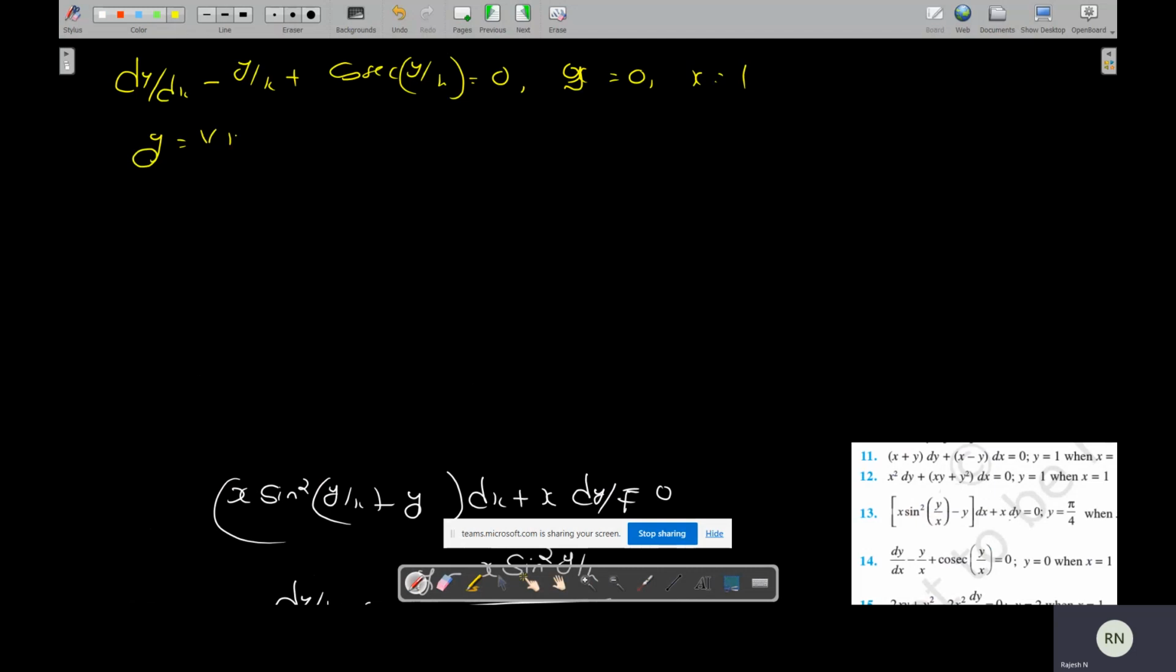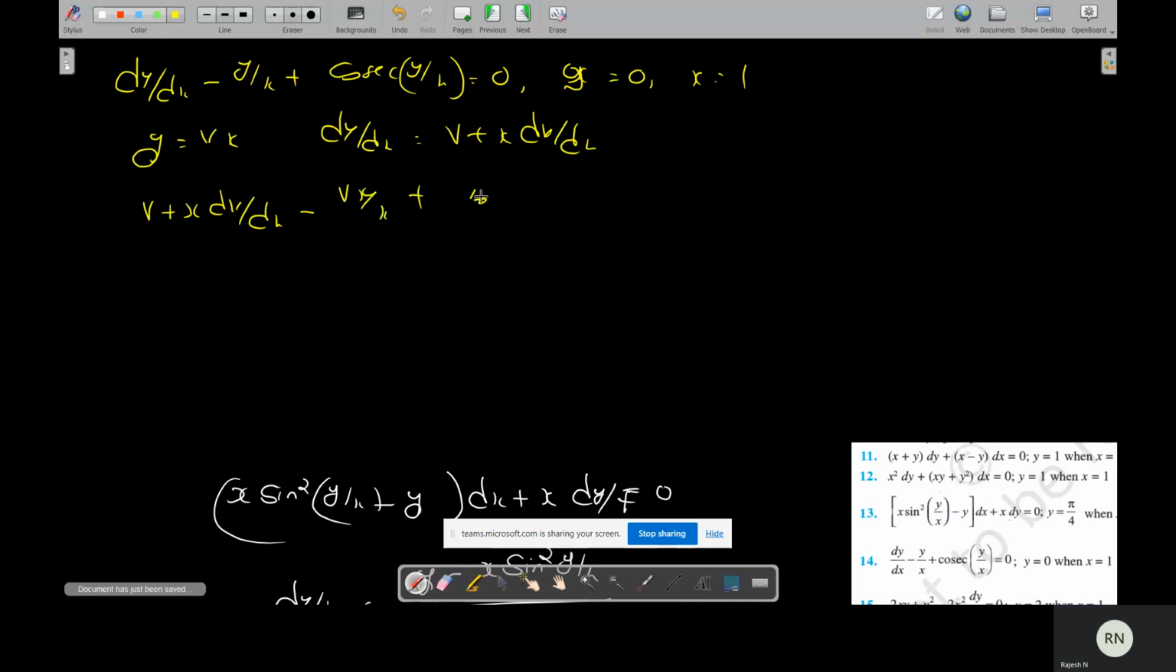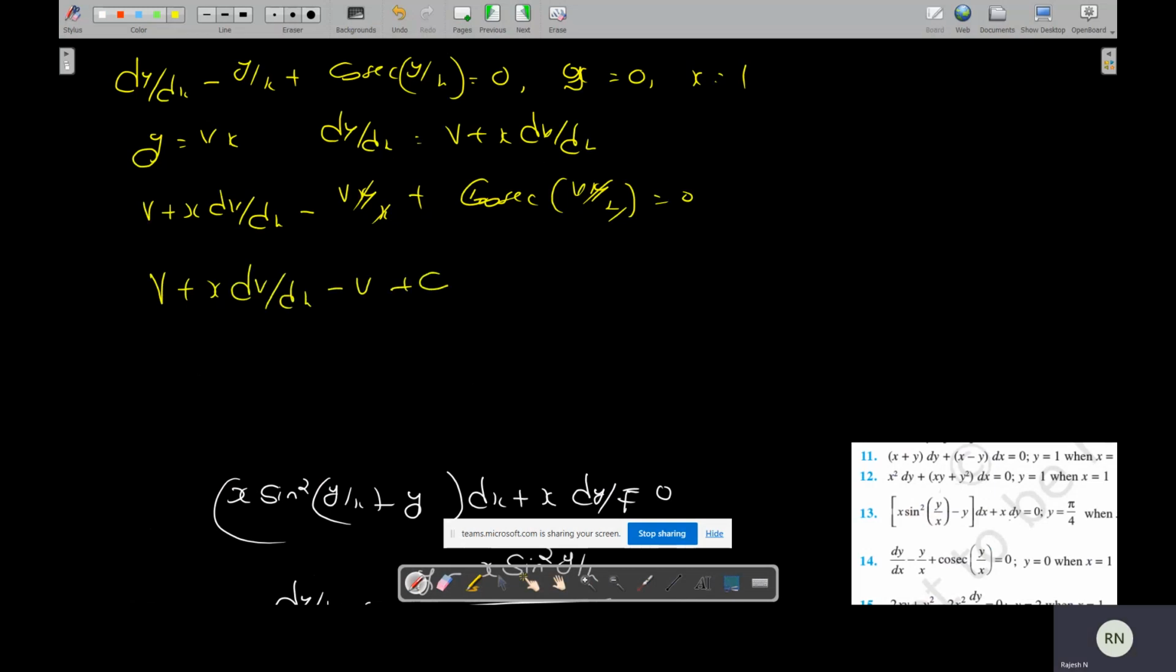So here substitute y is equal to vx. What is dy by dx? V plus x into dv by dx. Therefore, v plus x into dv by dx minus vx by x plus cosec (vx by x) is equal to 0. Therefore, v plus x dv by dx minus v plus cosec v is equal to 0.